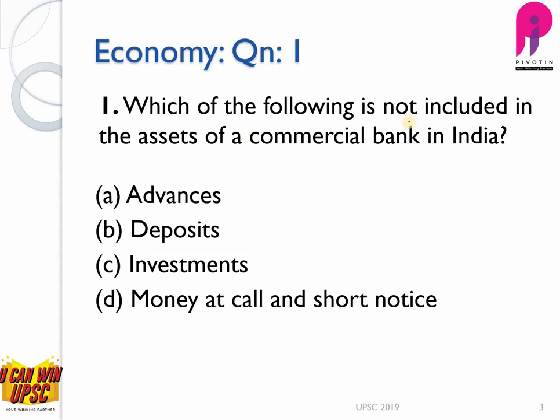Question number 1. Which of the following is not included in the assets of a commercial bank in India? Asset means it must yield interest income or it must give the amount which is invested back. That is, they are two-way transactions. If I buy a house, I'll get rental income, or if I sold the house, then I would get the money invested. These are assets.